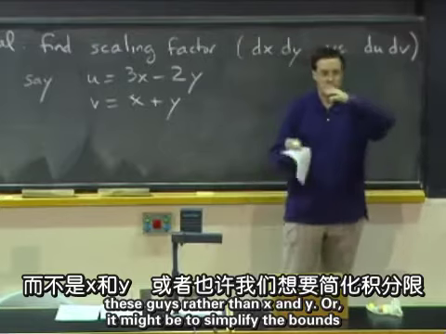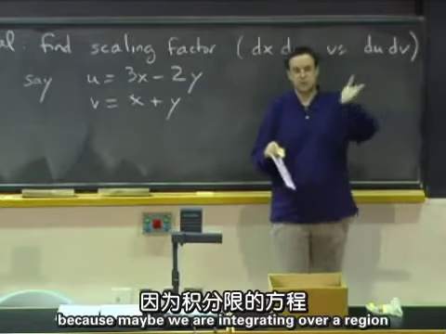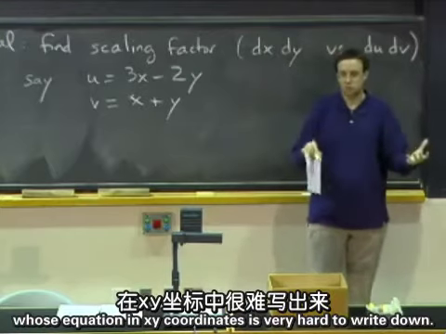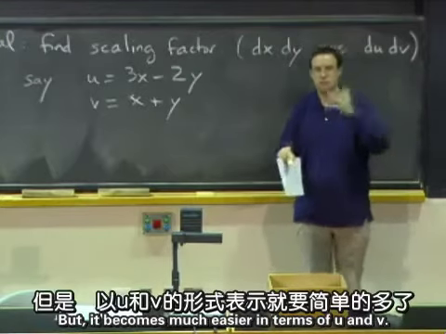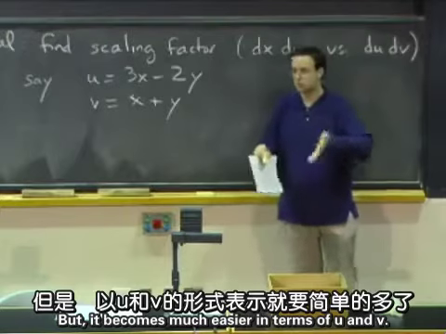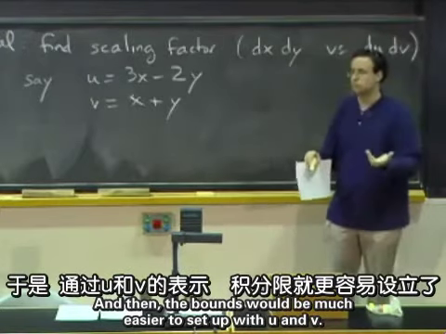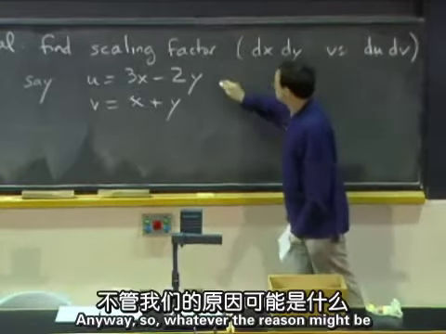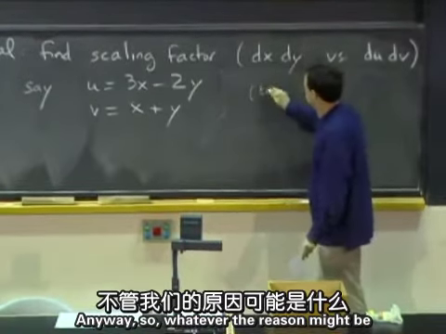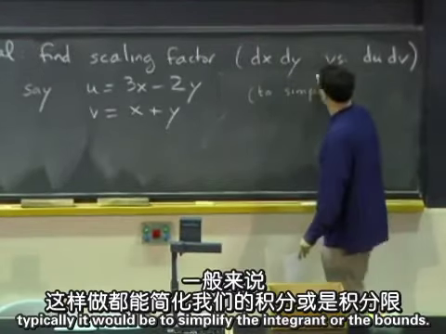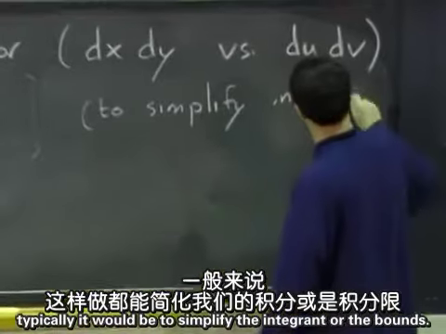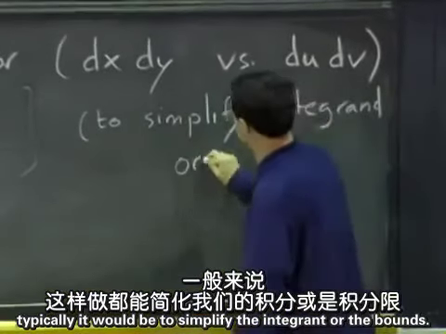Or it might be to simplify the bounds, because maybe we're integrating over a region whose equation in xy coordinates is very hard to write down, but it becomes much easier in terms of u and v. And then, the bounds will be much easier to set up with u and v. Anyway, whatever the reason might be, typically it would be to simplify the integrand or the bounds.